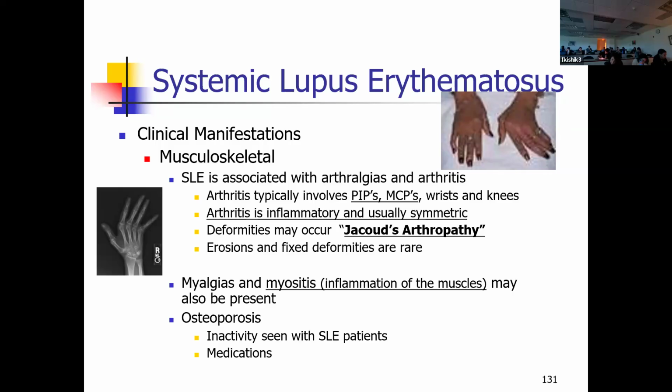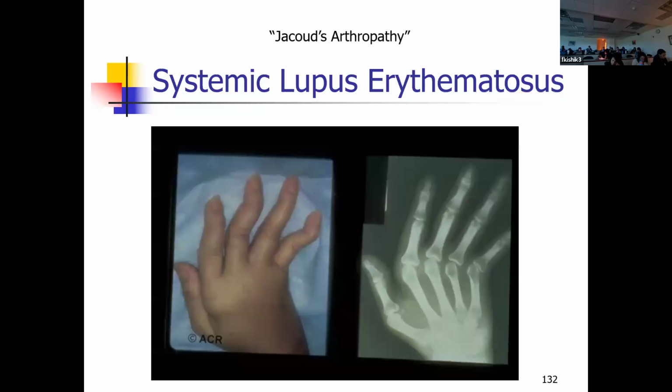And then you have other things, inflammation of the muscles, osteoporosis, you tend to see. If you forgot what Jaccoud's neuropathy is, this is exactly what it looks like.